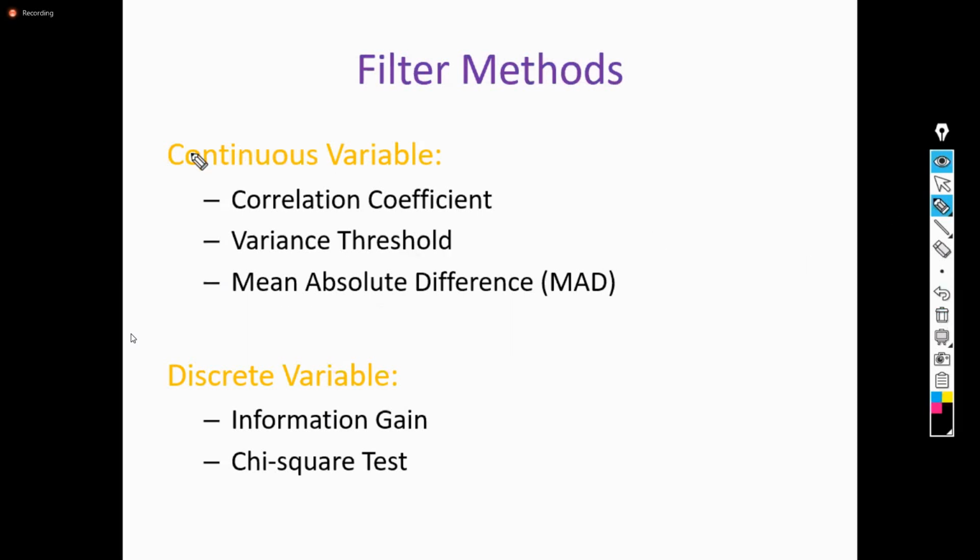Right? This is for continuous variables. Correlation you can identify only for continuous variables. Variance you can identify for a continuous variable. Mean absolute deviation you can identify for a continuous variable.